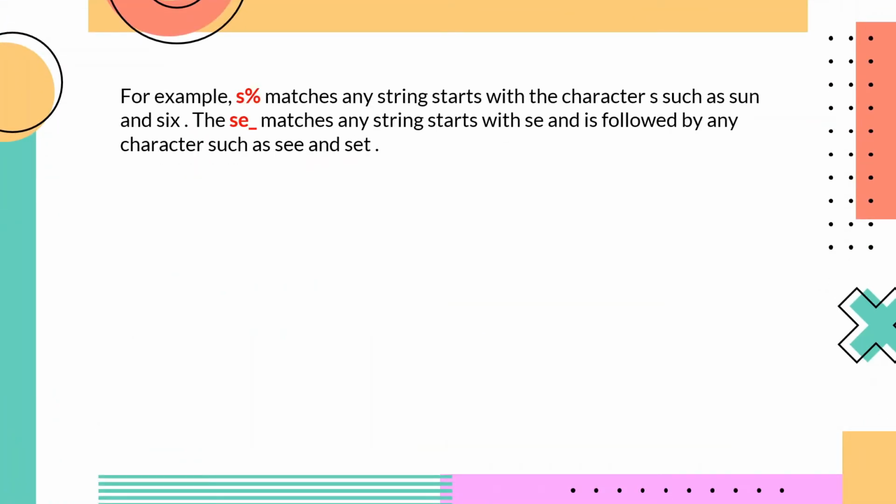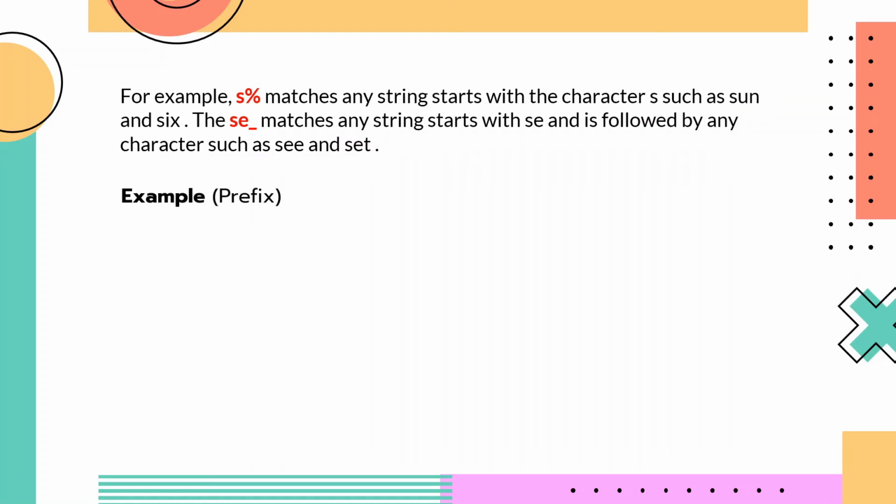For example, s% matches any string starting with the character s, such as sun and six. And c_ matches any string starting with c and followed by any single character, such as cat and cz. So we can use only a single character if we use underscore.